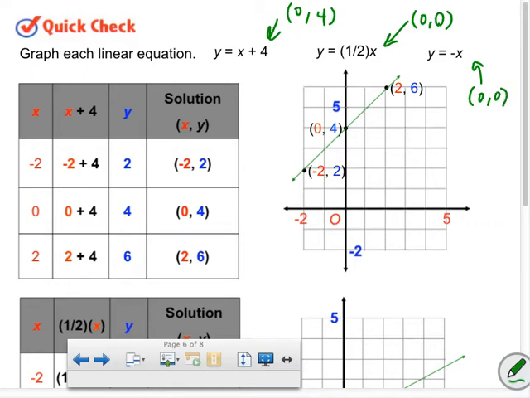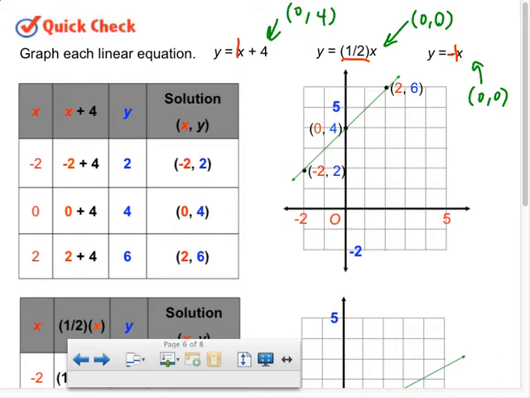So let's go ahead and take a look at this first function. My slope for this one is 1. Slope for this one's a half. Slope for this one is actually a negative 1. So the first and the last one have the same slope, but one's positive, one's negative. So they're the same steepness, but one leans one way, one leans the other way. This one, a half, is less than 1, so it's not going to be as steep as the first equation.